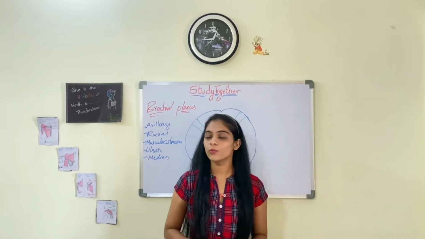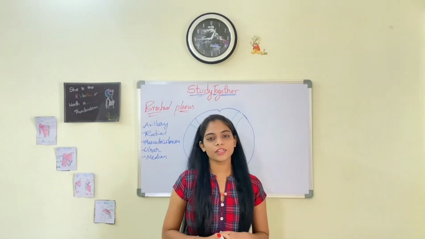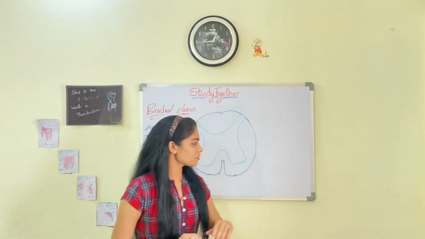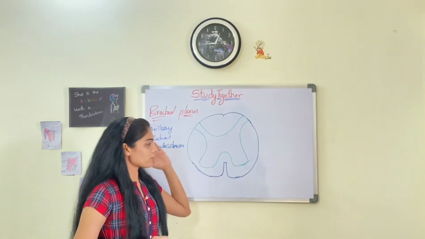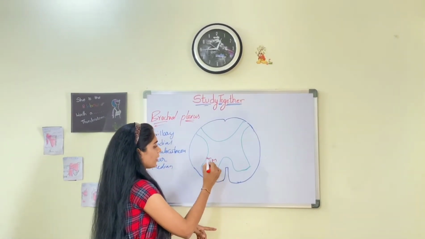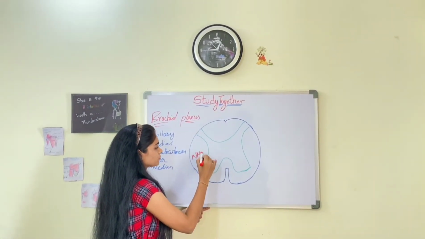In today's video, we'll learn about brachial plexus. For this, we need to understand the structure of spinal cord first. So this is your spinal cord. We have taken a cross section area of spinal cord. This is your gray matter and this is your white matter.